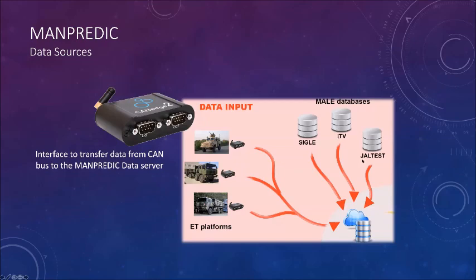SIGLE, ITB, and HALTES are three databases of the Army that contain information about the technical inspection of vehicles, the state of the revision, the inventory of the pieces, and the replacement of pieces. From this information we can also extract valuable knowledge related to the probability of failure in the track.